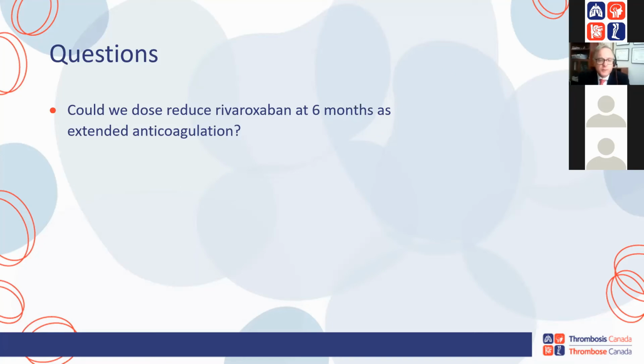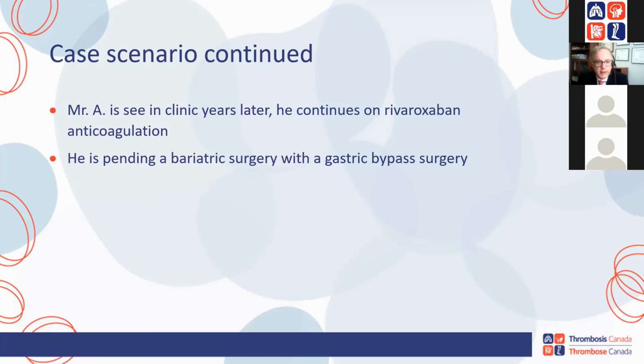So now this patient is seen in the clinic a few years later, and he continues on rivaroxaban. Let's say it's at 20 milligrams once a day. And now he is a candidate for bariatric surgery. And in this case, gastric bypass surgery, which in most institutions is a Roux-en-Y procedure. There is also a different type of restrictive procedure, which is the sleeve gastrectomy.